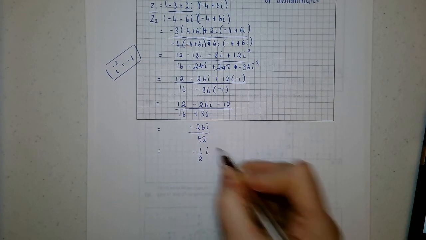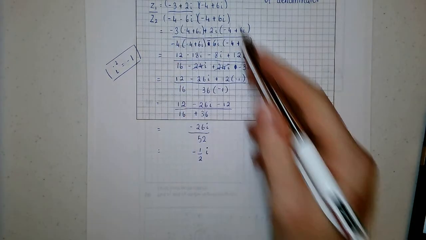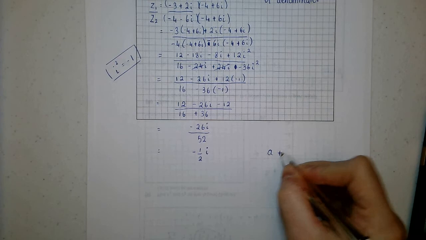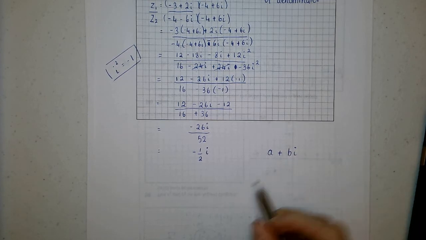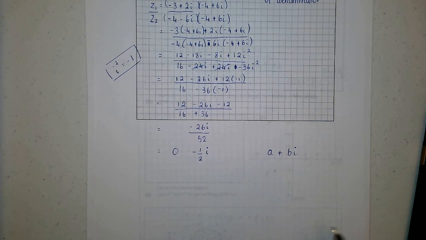And you still have that i part, and as you can see here, there is no real part, and it wants it in the form A plus BI. So there is no real part, so you can just write 0 here if you want, or you can leave it as minus half i.